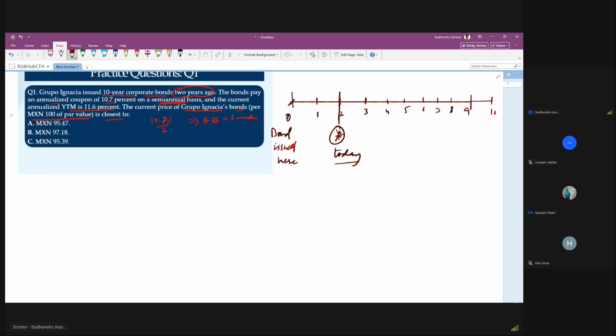The bond pays an annualized coupon of 10.7% on a semi-annual basis. Okay, that troubles me. I told you, the coupon is coming semi-annually. That changes a lot of things. It means a coupon will come here, here, here, and here, at every half-year mark. So basically, coupon will come at each of these points.